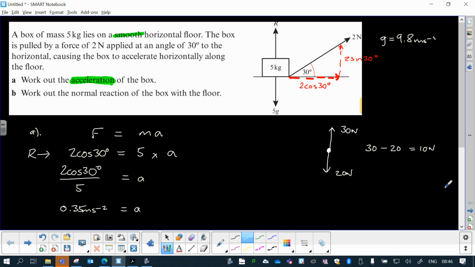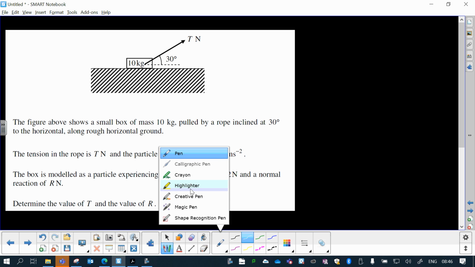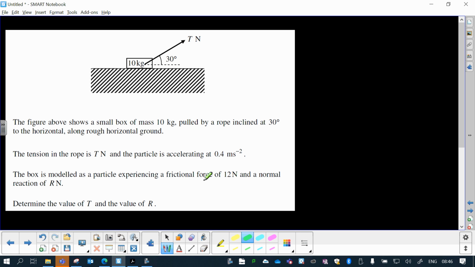All right? So I want you to have a go at this question. It's very similar. Okay, it's almost identical, but I just want to highlight one difference first. Well, two differences. First of all, the only force that's been drawn in is T, all right? So you need to think about where's the reaction force and where is the weight. The other thing I really just want to highlight here is, this is not a smooth surface, it's rough horizontal ground, and there is a frictional force of 12 newtons.